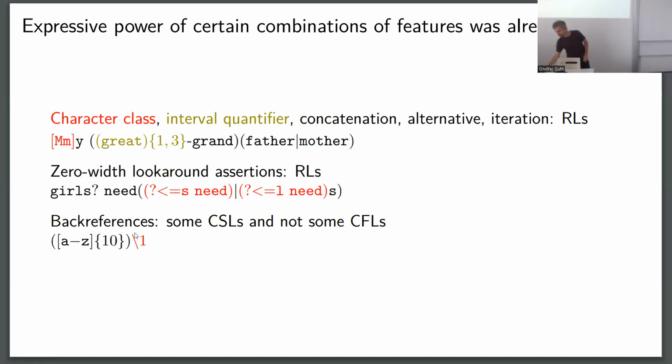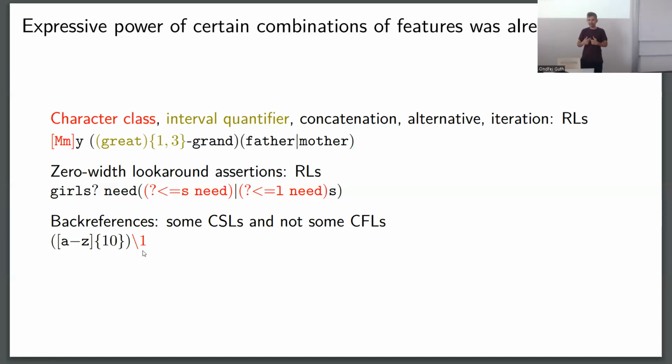So this says, in this position, we expect to be repeated whatever was recorded in the first parenthesis. So this can match, for example, with 20 A's, because the first 10 A's are within the parenthesis and the second 10 A's are for the back reference. Okay, so this is quite well known.